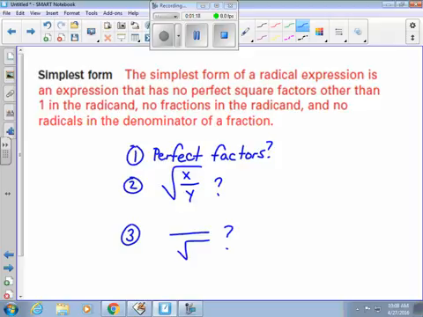We need no for all 3 of those. We need no, no, and no. If any of them are yes, and I'll show you what these symbols mean for the second 2 when we look at the division ones, you have got to separate it and you've got to reduce it further. You have to simplify it even further. So perfect factors, fraction under the radical, radical at the bottom. That's all that says up there in red.